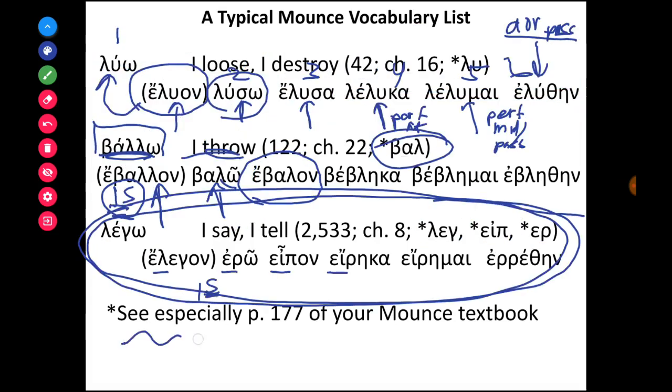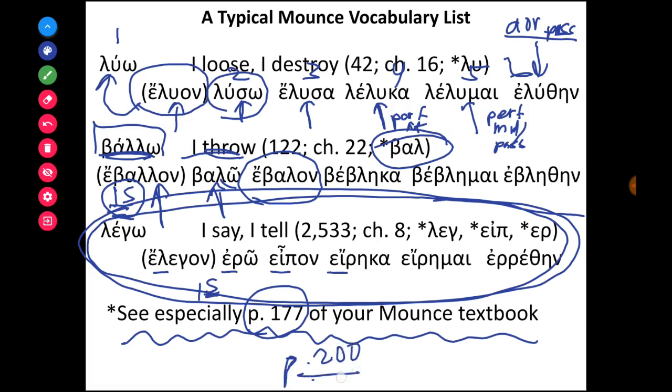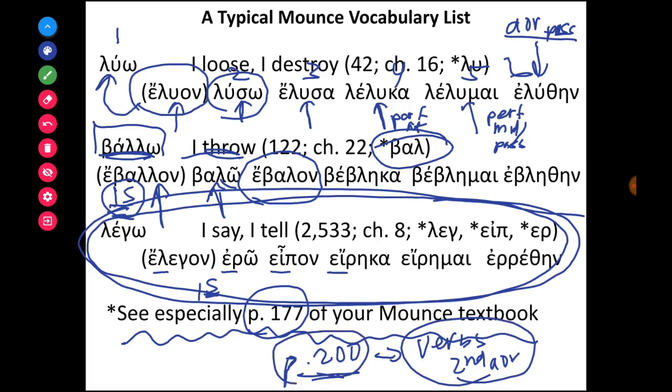A reminder again, if you want to know where all the verbal roots are listed, go ahead and study Mounce's textbook, page 177. And if you go to page 200 in Mounce's, it lists all the verbs that use the second aorist. So all the verbs that use the second aorist are listed on page 200, at least the verbs you've learned so far. And then as you learn more verb forms, then you'll have to add to that list.